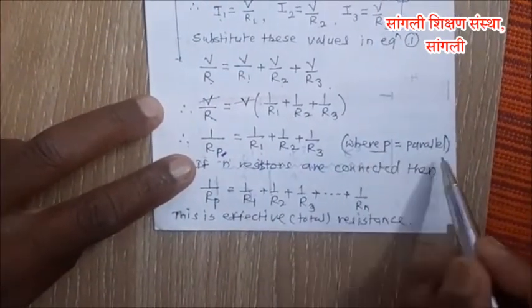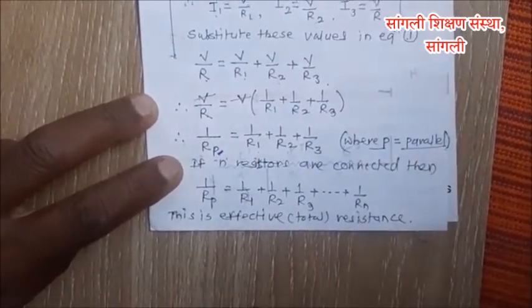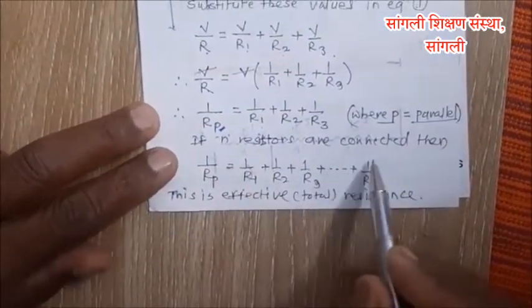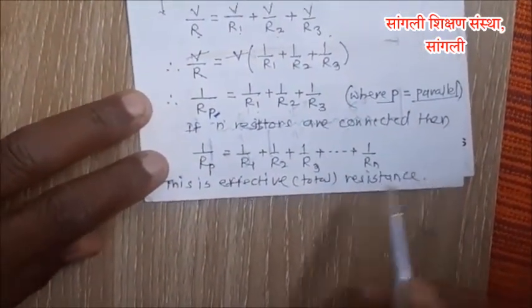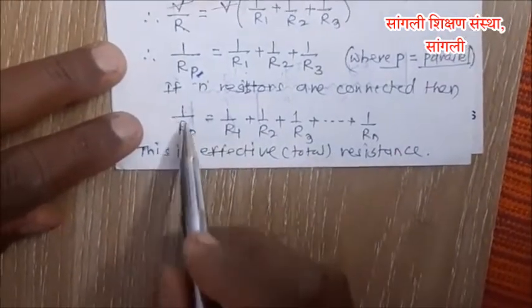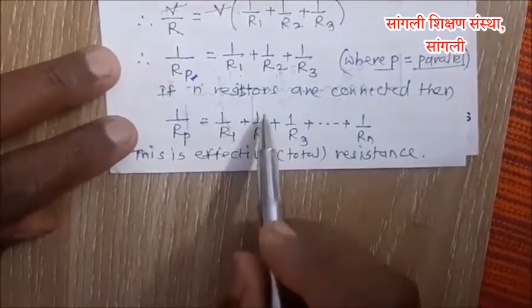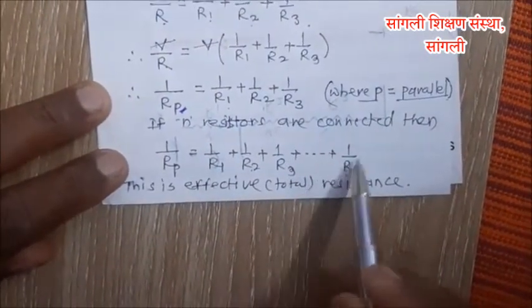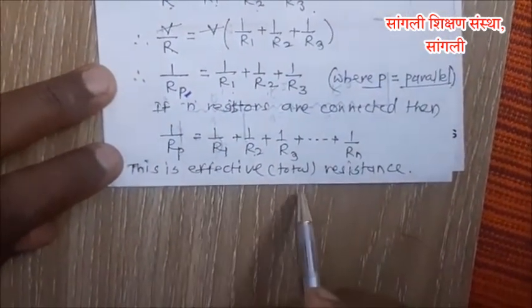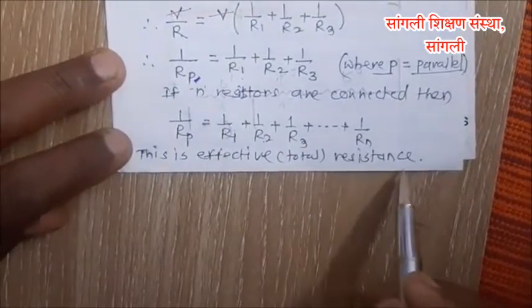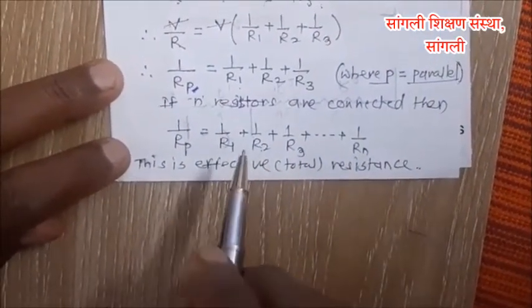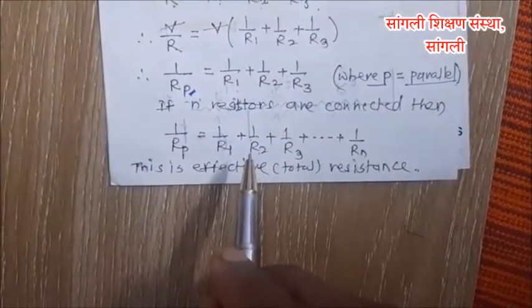P stands for parallel combination. If n resistors are connected, then what will be the equation? 1 upon Rp equal to 1 upon R1 plus 1 upon R2 plus 1 upon R3 plus and so on up to 1 upon Rn, and this is the effective or total resistance when resistors are connected in parallel combination.